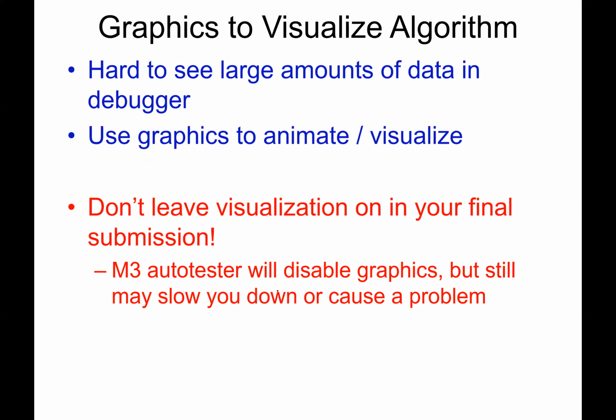Now, what if they're not doing what you want or the algorithm is slow? It's hard to see large amounts of data in the debugger, so you can use graphics to animate or visualize this. You don't want to leave visualization on in your final submission. We do try to disable graphics so that it won't cause any problems for the auto tester, but there's always a chance that you did something that doesn't get disabled, and it might slow down your program or cause a problem.